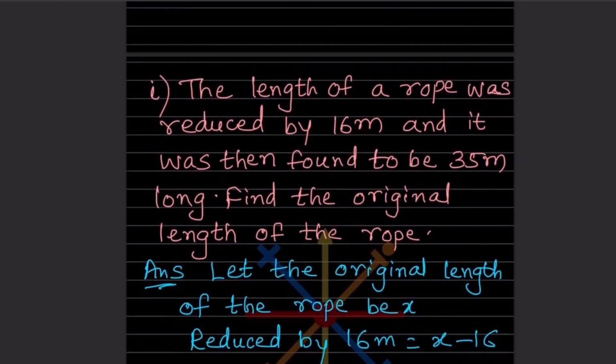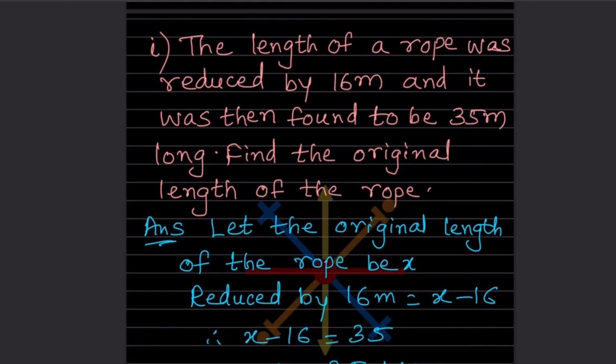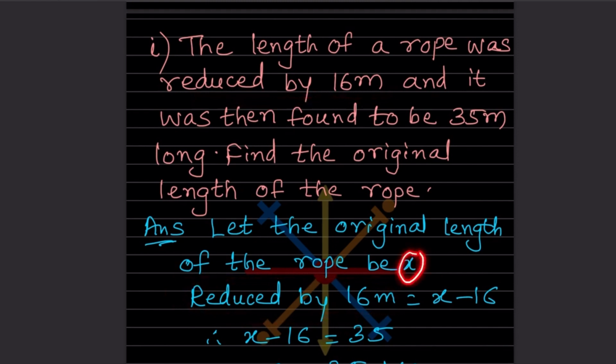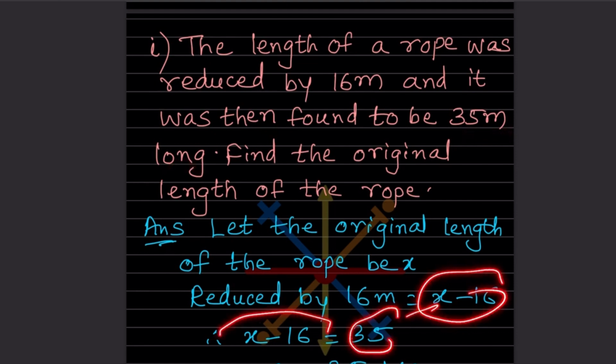So the next problem says that the length of a rope was reduced by 16 meters and it was then found to be 36 meters long. Find the original length of the rope. So we don't know what the original length is. Let us consider it as x. Reduced by 16, they said, right? So the original length was reduced by this 16, so that is going to be x minus 16. And it was found to be 36 meters long. So this is the equation.